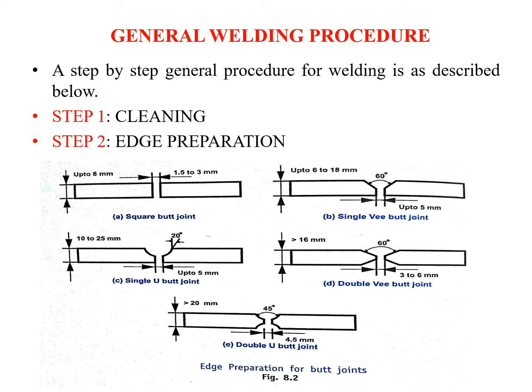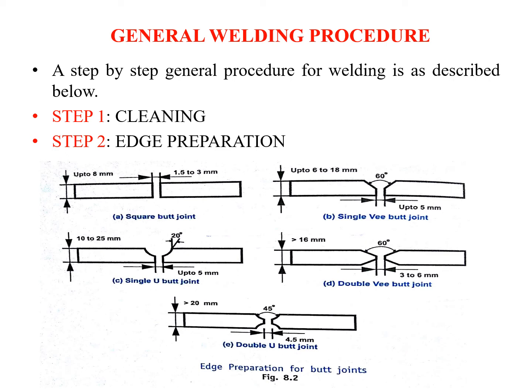Then in figure D, when the thickness of the component is greater than 16 mm, we have something called a double V butt joint. In figure B you can see it is a single V wherein the angle is 60 degrees. Here also the angle is 60 degrees, but the angle is on both the sides, and the gap between the two components is about 3 to 6 mm.